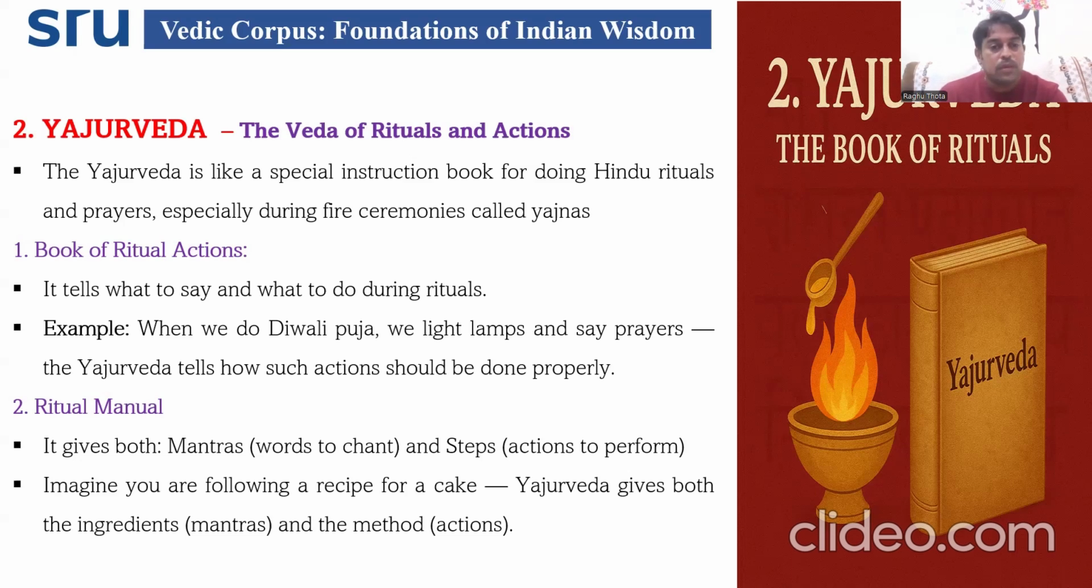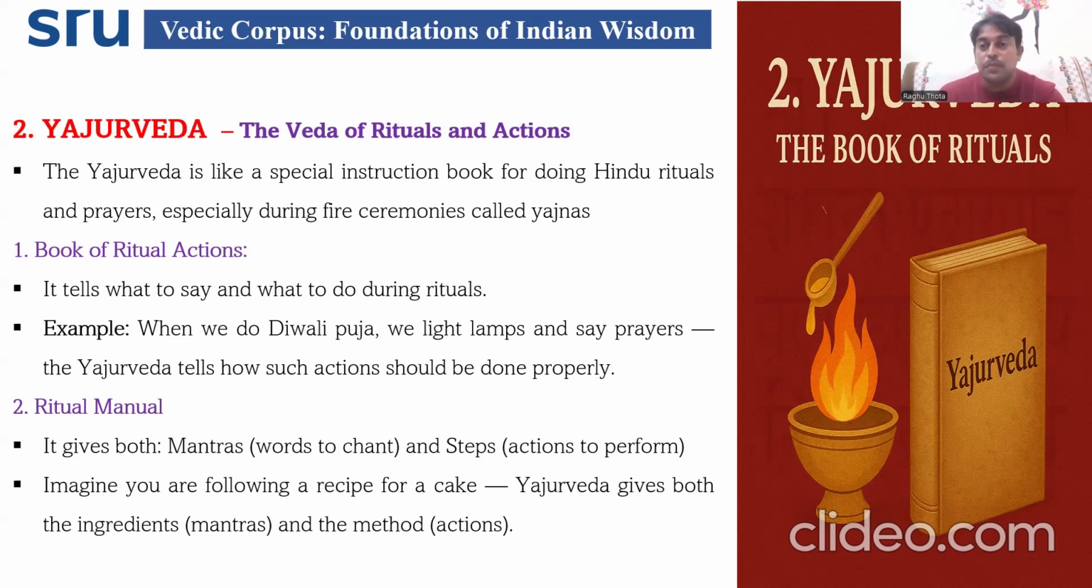For example, when we do Diwali Puja, we light the lamps and say prayers. The Yajurveda tells how such actions should be done properly in a step-by-step process. So if you are performing puja during Diwali or Ganapati Puja or Navaratri Puja or whatever, in all Hindu pujas, the book explains how to perform the pujas step by step, and what kind of chants we need to say. Everything is explained in a book called Yajurveda. That's why this book is named a book of rituals and actions. It is a ritual manual. It gives both mantras, what mantras and chants we need to say, and it also explains how to perform the ritual or puja in a step-by-step process.